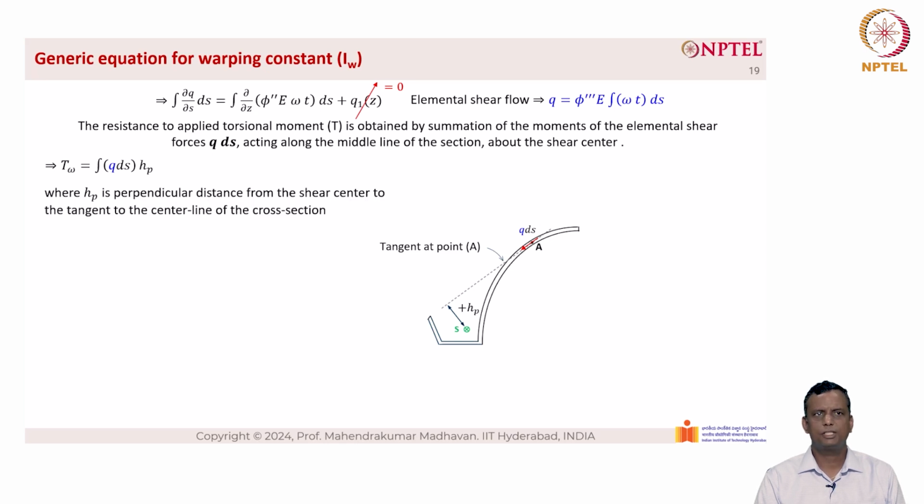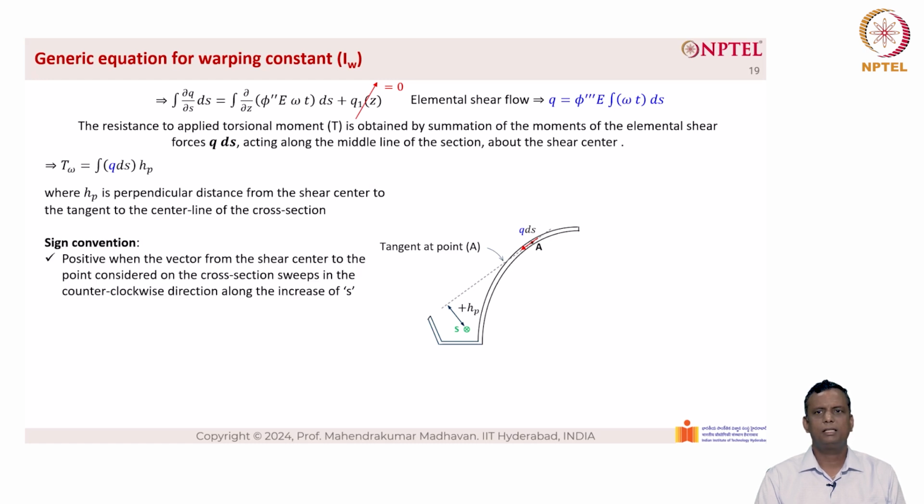So here again, HP is the perpendicular distance from the shear center to the tangent to the center line of the cross section. Now here in the sign convention, we need to take into account it is positive when the vector from the shear center to the point considered on the cross section sweeps in the counterclockwise direction along the increase of s. Now to understand this more carefully, let's look at another point B, which is given here. If you take this point, the tangent to the point is given in the dotted lines again. So the distance here is taken as negative HP because this will be acting in the clockwise direction about point S, which is the shear center, and hence it is given as negative HP.